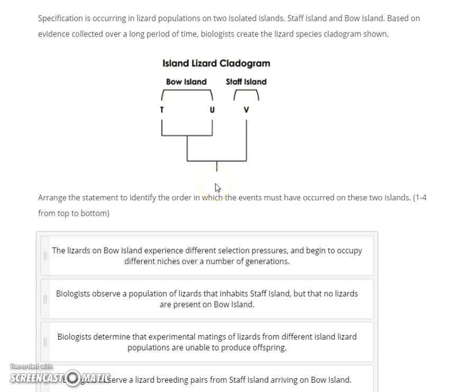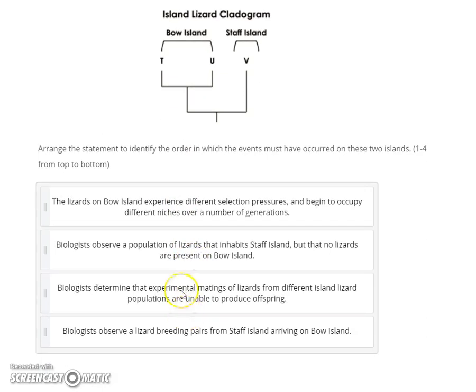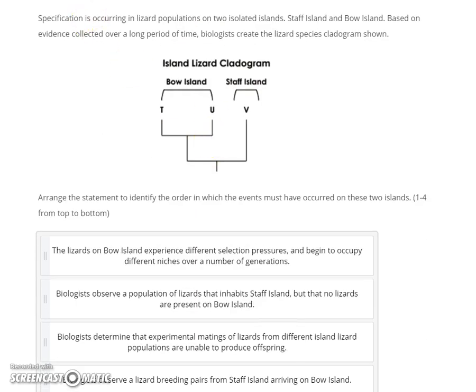Alright, next up in this one, we're looking at a series of evolutionary events. So here's our individual species. They're lizards that live on an island. We have Staff Island where lizard V lives, and we have Bow Island where we have 2 species. We have T and U. So we have a series of statements that are supposed to be about the history of these lizards.